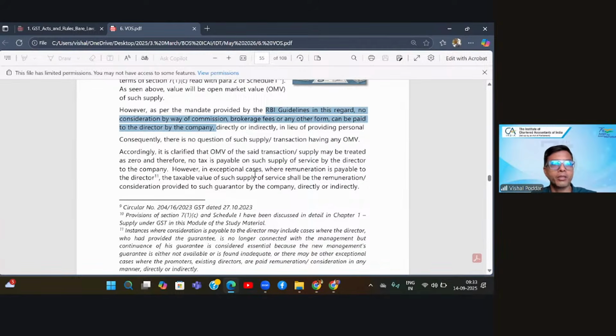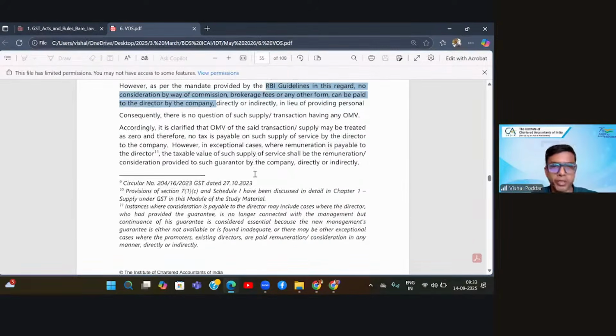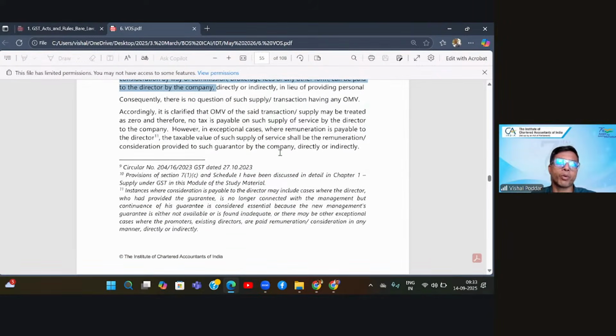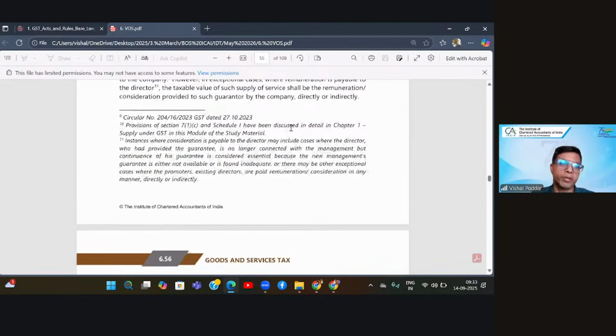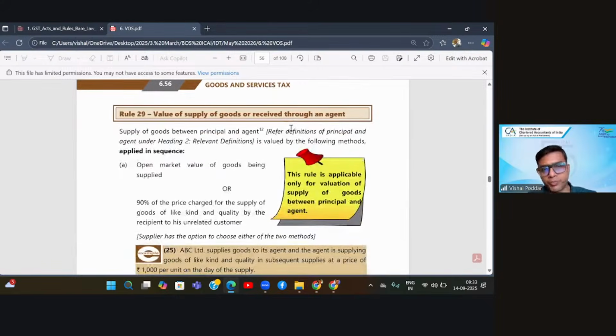However, again, this part is the interesting part. In exceptional circumstances, where remuneration is payable to the director, the taxable value shall be the remuneration provided to such guarantor by the company. So they are saying where any consideration is payable, then we will apply this valuation rule. So this is Rule 28, which out of all the three rules, I believe is to be considered very important from the perspective of exams.